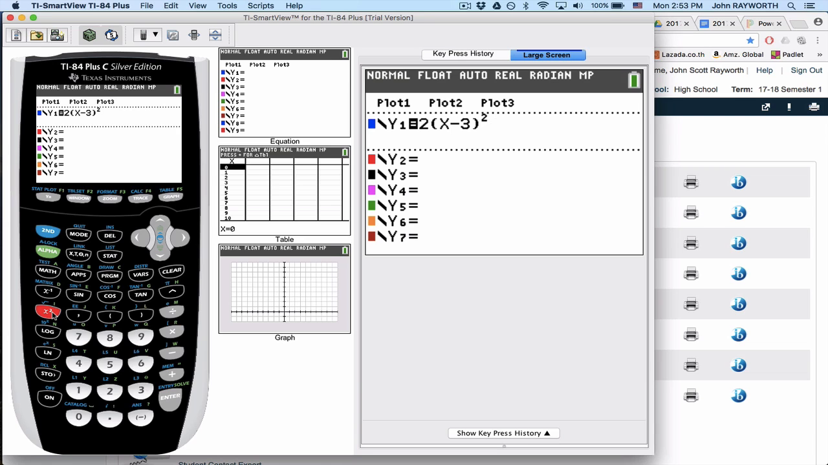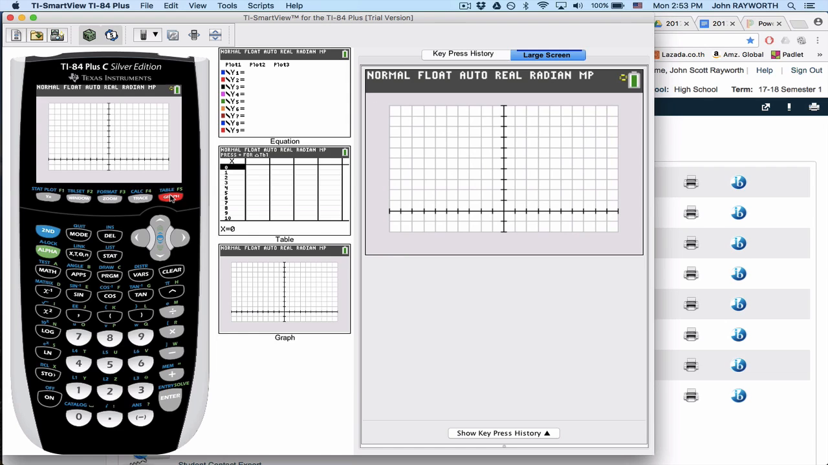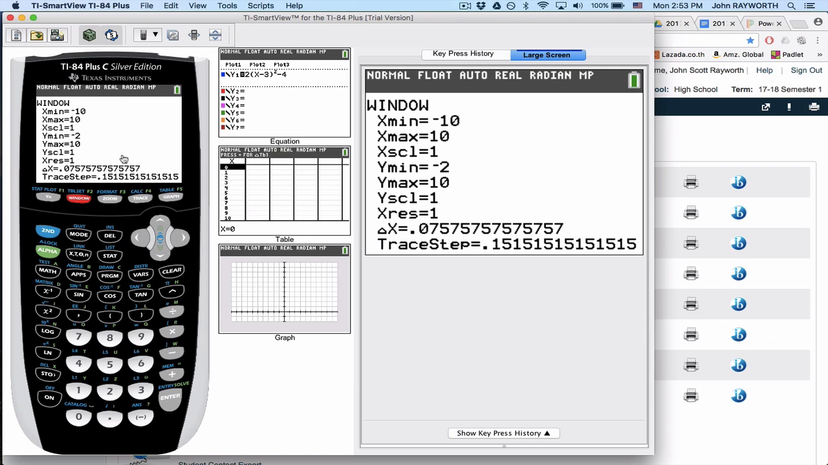All squared minus 4. So we'll graph it. And I need more on my y scale, my y minimum, so window. I'm going to say maybe 8. Graph it.